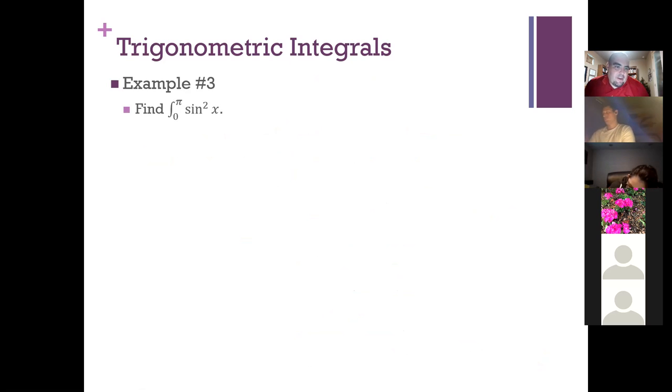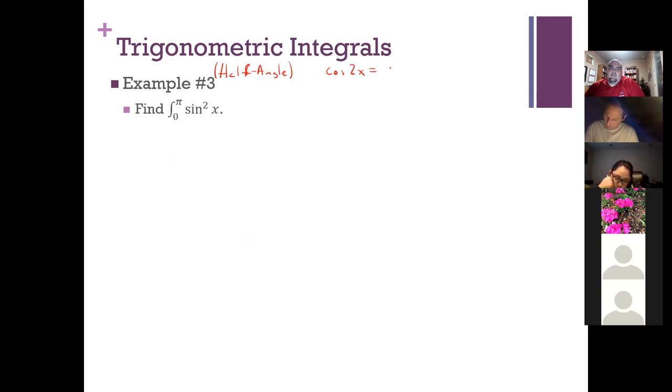All right. So now we've got a definite integral of sine squared x. So we have an even power on sine of x. We could trade that for 1 minus cosine squared, but that doesn't really help our situation. So this is one of those cases where those half angle identities are going to be most useful. So I'll go ahead and remind you of them.